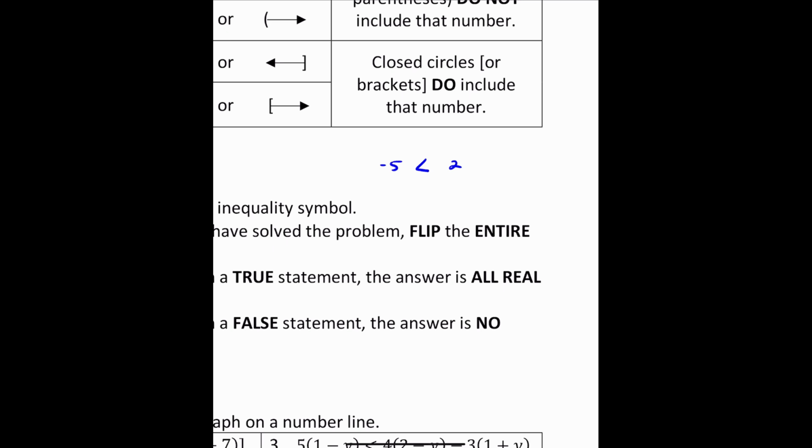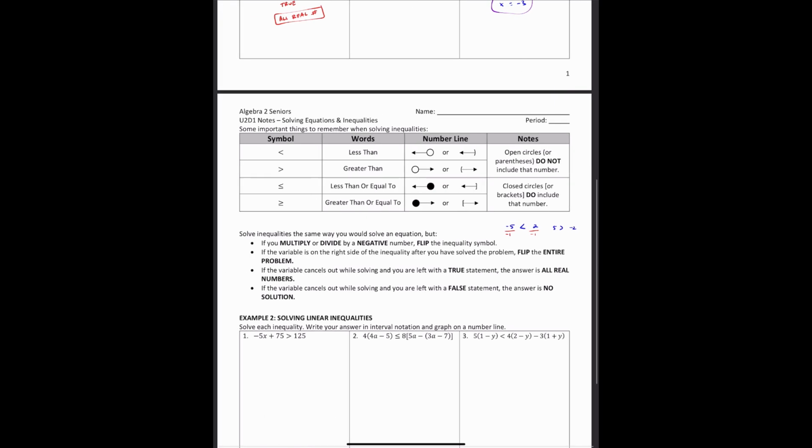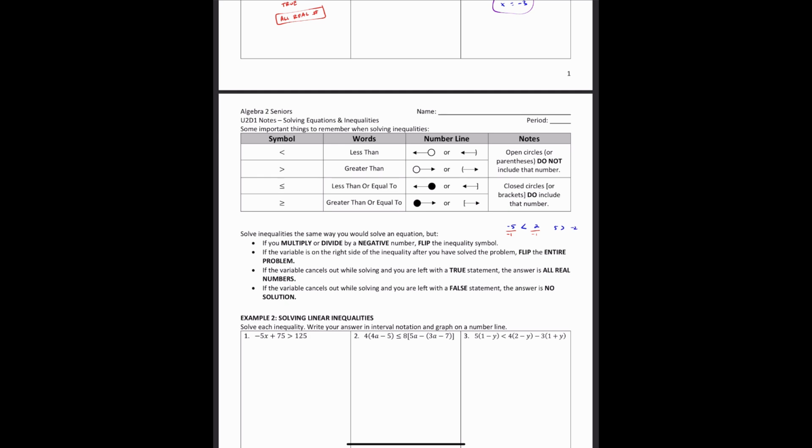But if I were to divide by a negative, let's say I divide both sides by negative 1 here. Negative 5 divided by negative 1 is positive 5, and then 2 divided by negative 1 is negative 2. So if I'm comparing these two numbers, what's the largest number now? Well, that's just going to be 5, right? So 5 is greater than negative 2. So we went from less than to greater than because we divided by a negative. Now that also applies to multiplying by a negative. So when we multiply by a negative number, we also flip the sign.